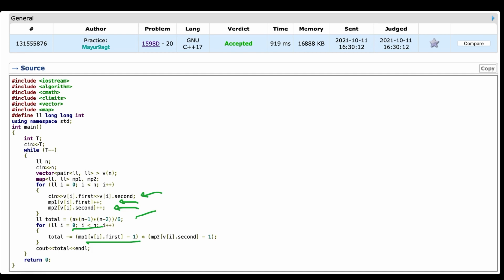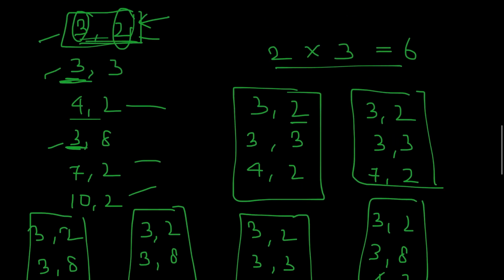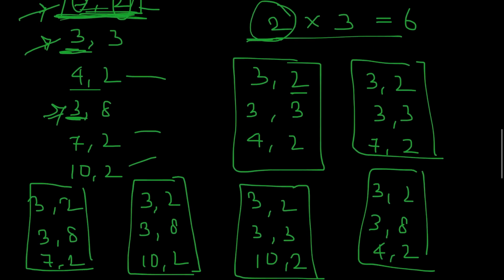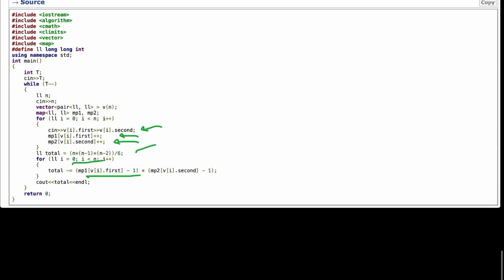That I'll do by mp1 of topic minus 1 into mp2 of difficulty minus 1. MP1 stores the count of frequency of topic. MP2 stores the frequency of difficulties. So why have I subtracted one? Because I have originally selected one as my main problem. So I have subtracted one from there. See here, there are three problems that have three as topic, but I have already selected this one. So I have written 3 minus 1, that is 2.